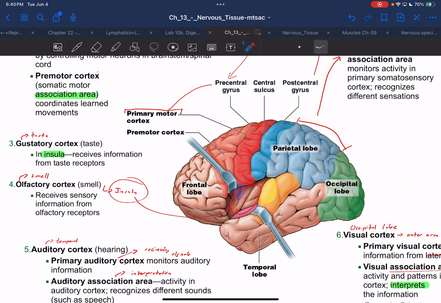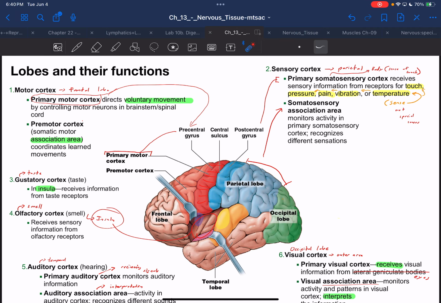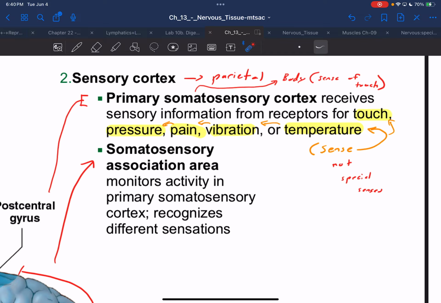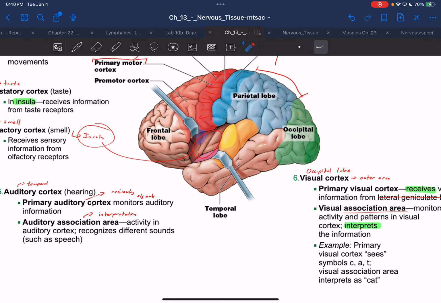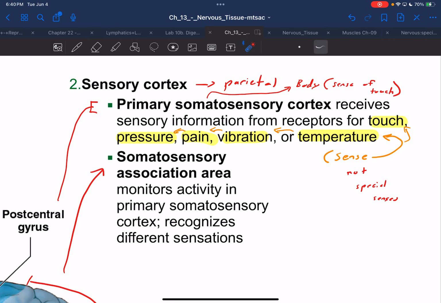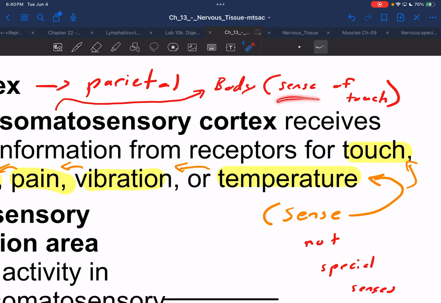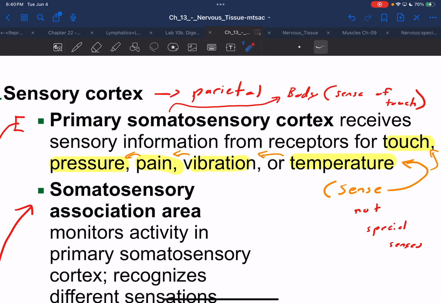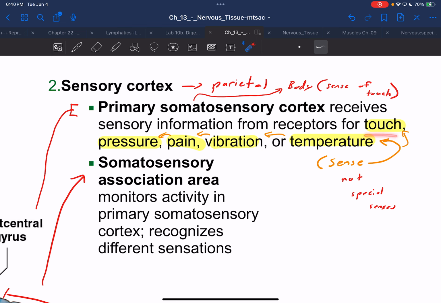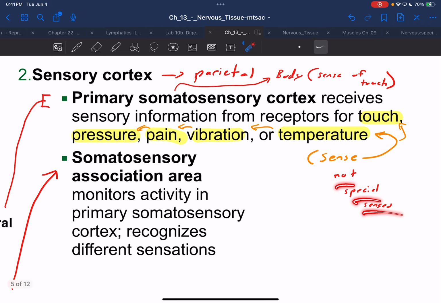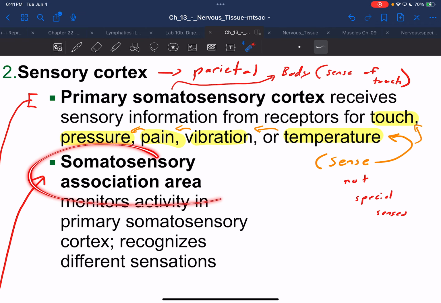Insula. Now, to finish up the last two senses that we have, only senses really, right? We did our special senses. Now, sense of touch is handled by the parietal lobe. We call it the area that contains the primary somatosensory cortex. This means your senses. Again, that means touch, temperature, pain. Touch, pressure, pain, vibration, temperature. Sense, not special senses. And then you interpret those senses.